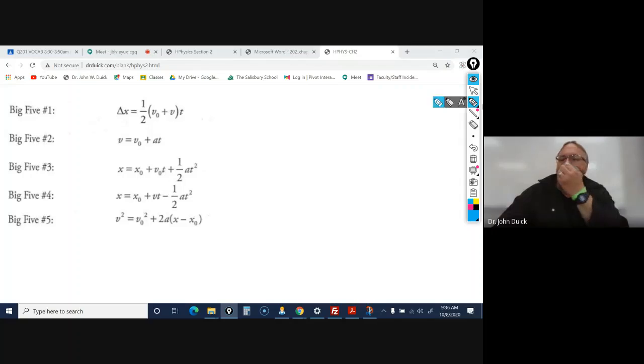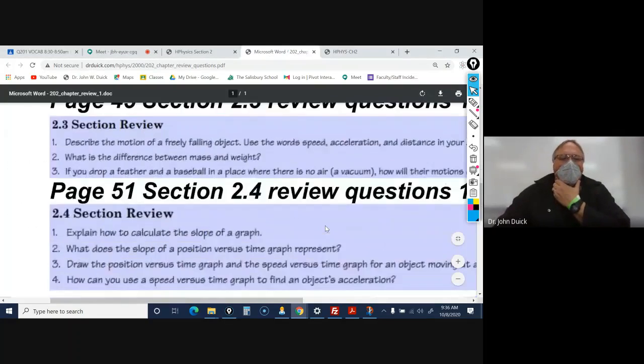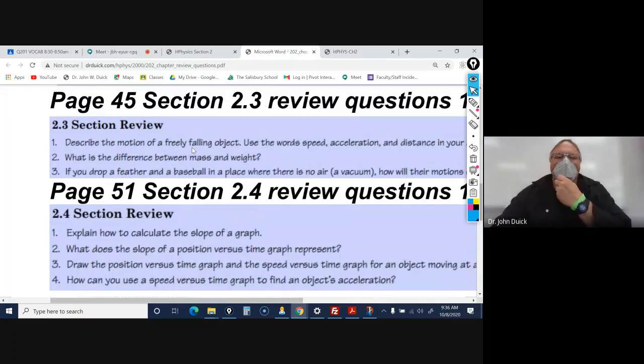We'll go back to this, and we'll continue with this discussion. Now, describe motion of a freely falling object. Use words like speed, acceleration, and distance in your answer. Who wants to tell me about a freely falling object? Speed, acceleration, and distance. Who has a nice little phrase?